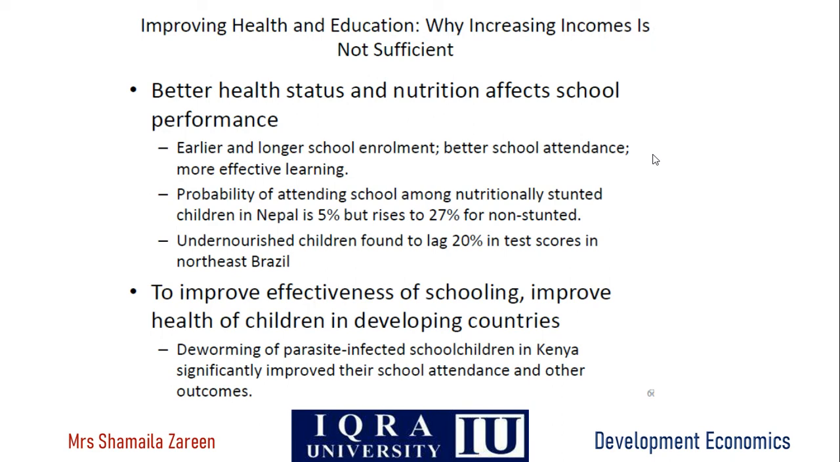But there is considerable evidence that the better the education of the mother, the better the health of her children. So, earlier and longer school enrollment, better school attendance, more effective learning. And to improve effectiveness of schooling, improve health of children in developing nations. And health status once attained also affects school performance, as has been shown in studies of many developing nations. Better health and nutrition lead to earlier and longer school enrollment.